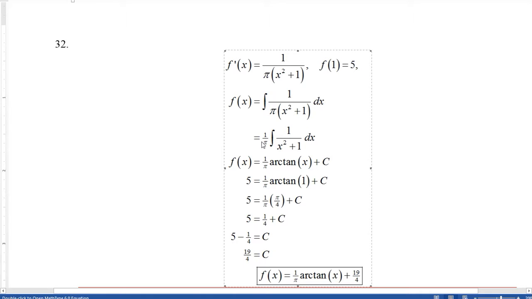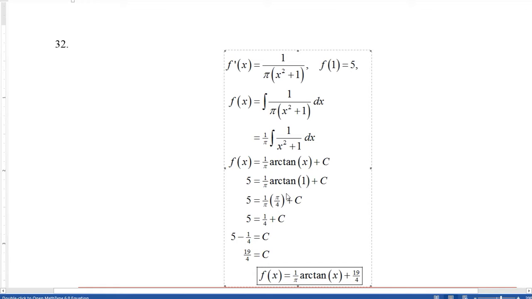I can bring the 1 over pi out front, and this is 1 over x squared plus 1, which is exactly the derivative of arctangent of x, or inverse tangent of x. Now I still have my 1 over pi out front, but if you take the derivative of arctangent of x, you do get 1 over x squared plus 1. Now I need my plus c, but this time instead of being an arbitrary c, I'll be able to find its value by plugging in 1 for x and 5 for y here and here.